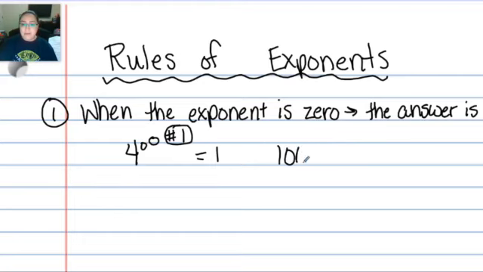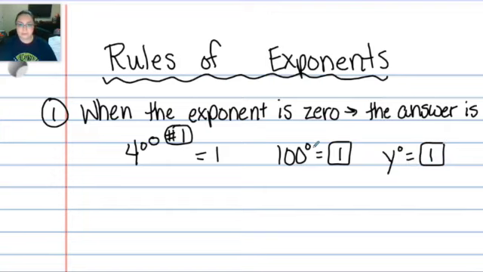Let's say I had 100 to the 0 power. Well, then your answer is 1. Let's say I had a variable, y to the 0 power. Y to the 0 power is also 1. Okay, so that's the rule. Anytime you have a number to a 0 power, the answer is 1. Okay, so that's the first rule.